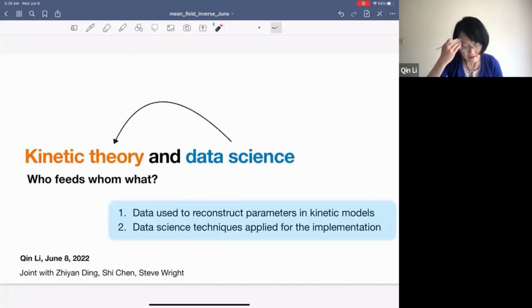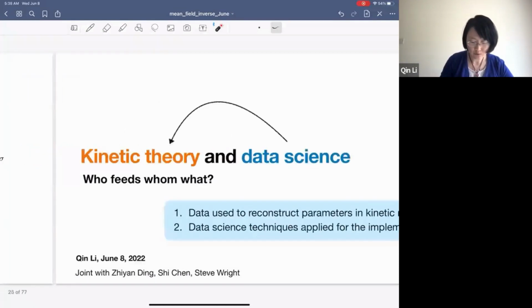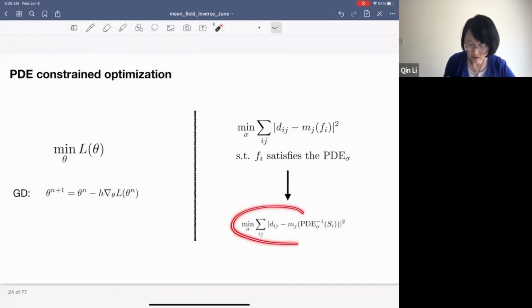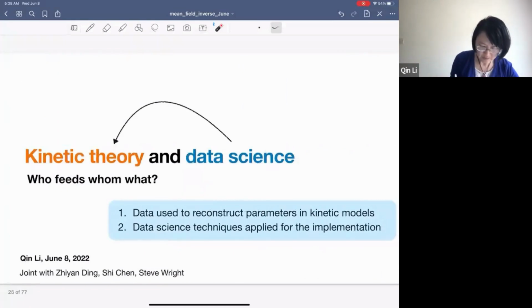So let me summarize. Data is naturally used to reconstruct the parameters in kinetic equations or kinetic models, and data science techniques can help us with the implementation, to really execute this minimization formulation. So that's data science feeding kinetic theory.